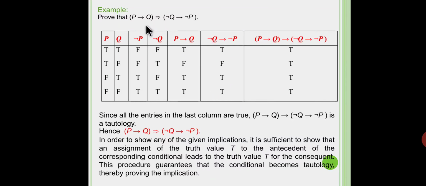So let us consider the example. Here the given formula is P implies Q, which implies negation Q implies negation P. Here we have two variables and their truth values: P has truth values true, true, false, false, and Q has truth values true, false, true, false, and their negations, negation P and negation Q, have values false, false, true, true, and false, true, false, true.